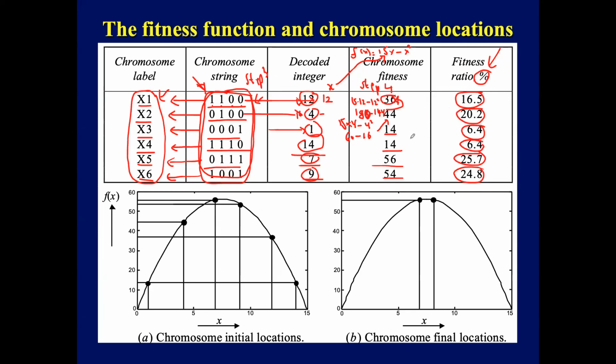We calculate the total. That is, we add 36, plus 44, plus 14, plus 14, plus 56, plus 54 to get a total. Then for each of them, if our total is T, we divide by T times 100%. This is what gives us the fitness ratio. I hope that answers Michael's question. So likewise, here we divide by that total times 100 to give us the fitness ratio.